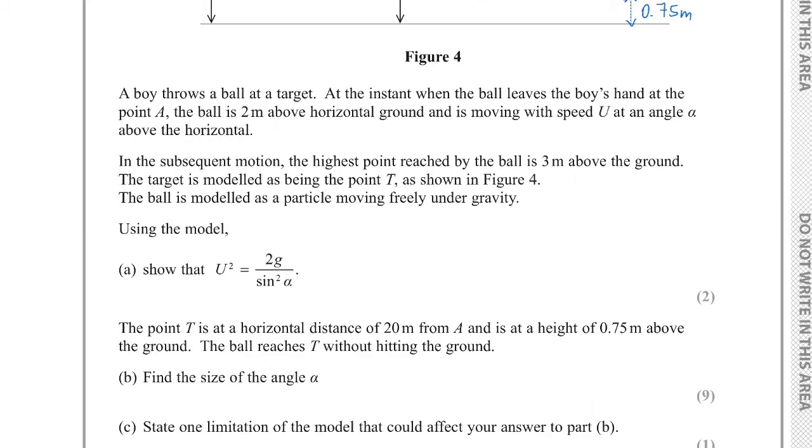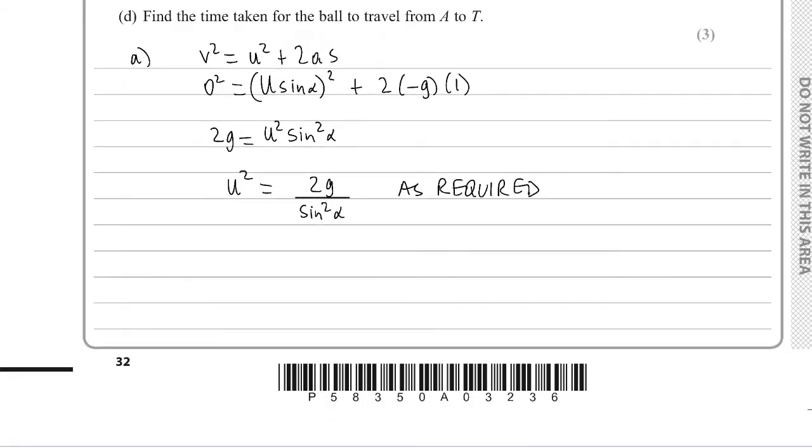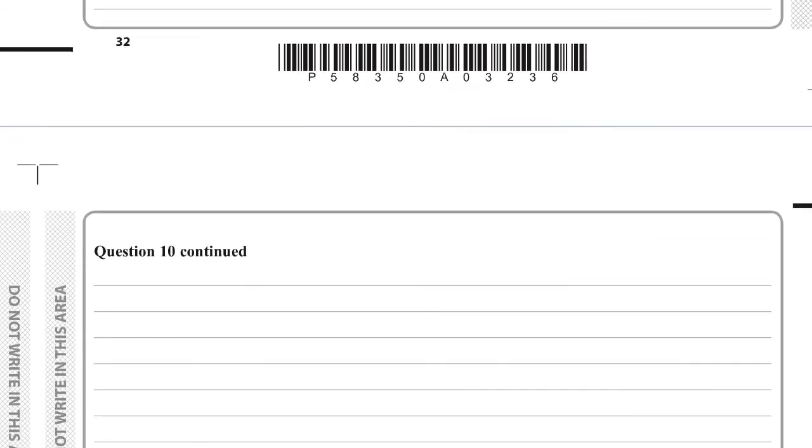We can start by considering horizontal motion. Horizontally there is no acceleration, so S is simply ut, and we know that 20 is u cos alpha t. And then we could consider vertical motion, again with S is ut plus a half at squared.